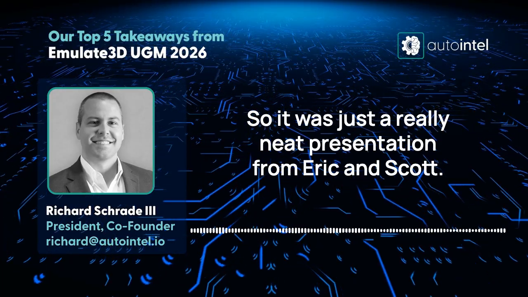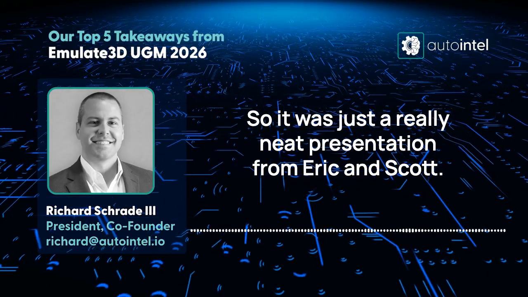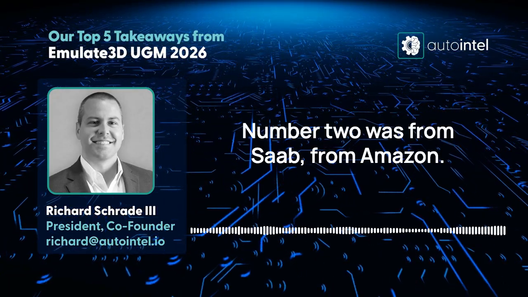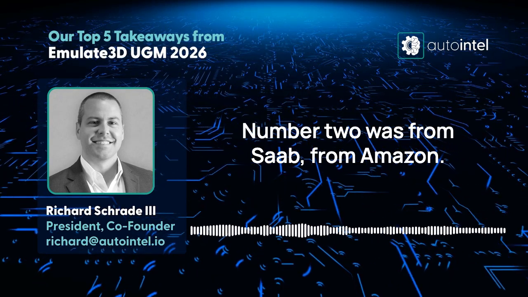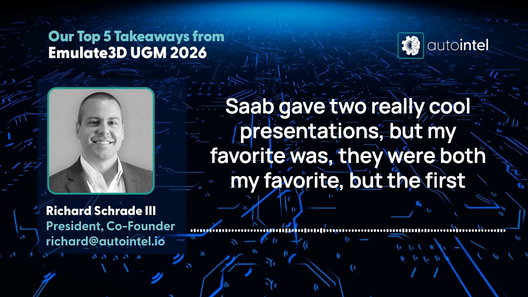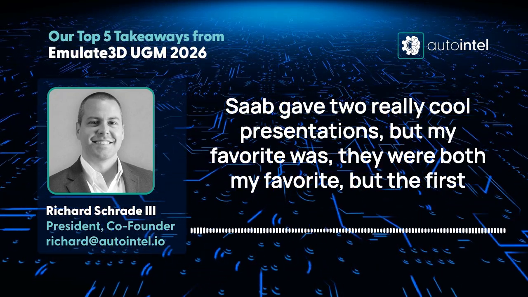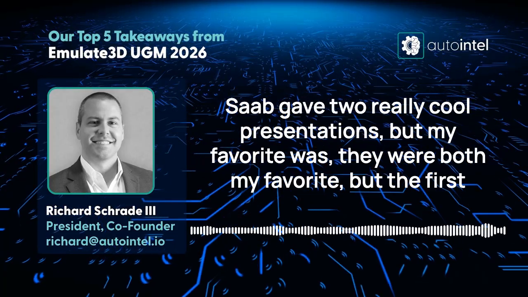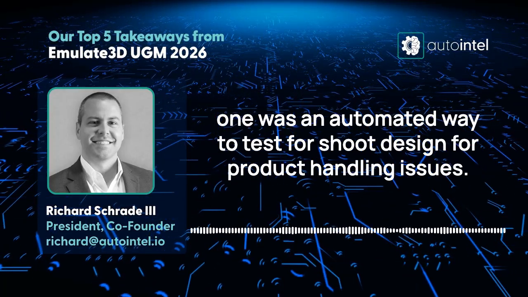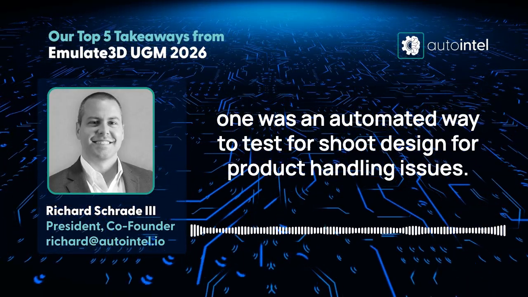So it was just a really neat presentation from Eric and Scott. Number 2 was from Saurabh from Amazon. Saurabh gave 2 really cool presentations, and they were both my favorite, but the first one was an automated way to test for chute design for product handling issues.